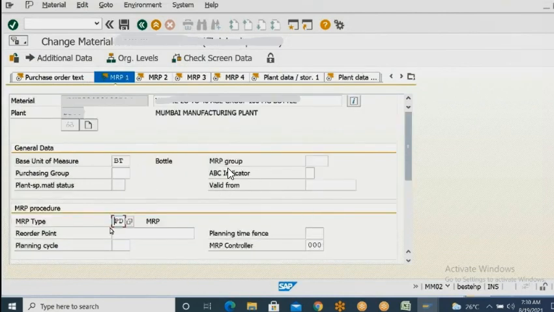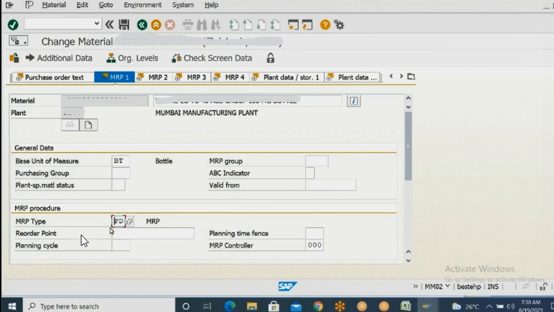And in the next screen we have MRP group. This field is one of the parameters to determine requirement type in the sales document. Next, MRP type. This field controls whether the material is relevant for planning or not. If the material is relevant for planning, then maintain MRP type as PD, and if it is not relevant for planning, then maintain MRP type as ND.